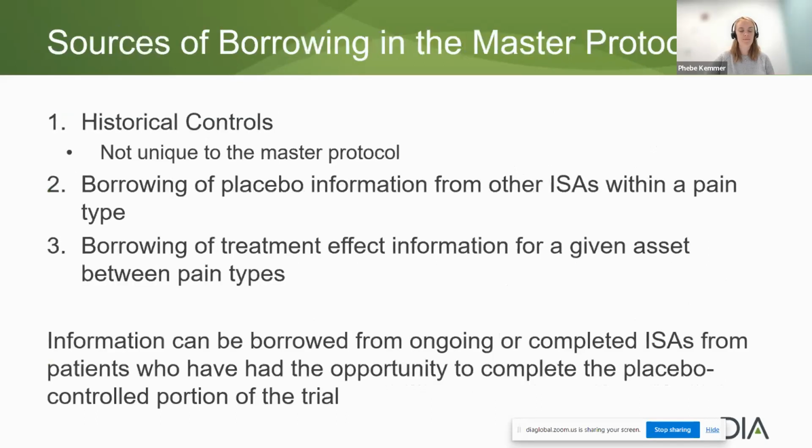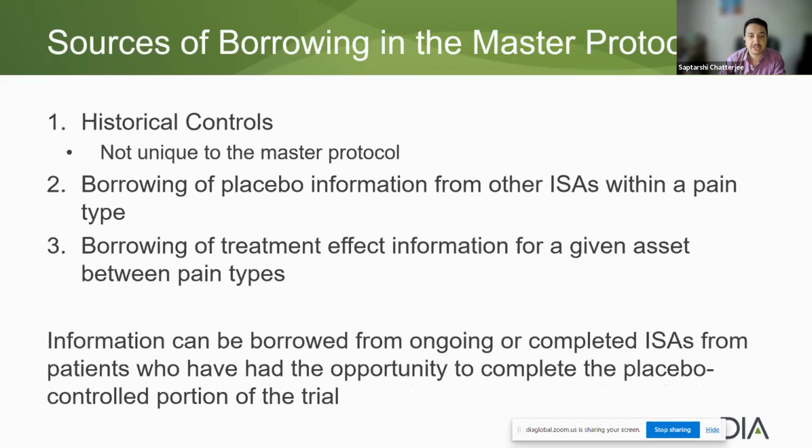Now, thinking of sharing information in the master protocol, it can come from a few different sources. Definitely there is historical external control, which is not unique to the master protocol, but we can still do that within the master protocol. It's not like because we have this master protocol, we can't borrow from historical control. We can still do that.